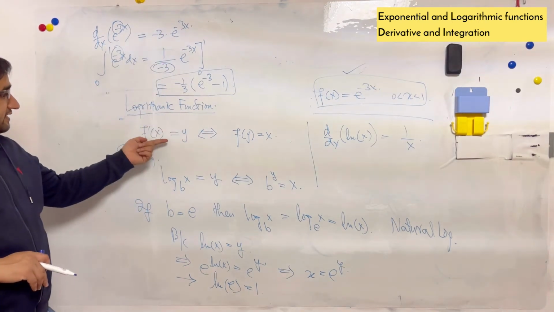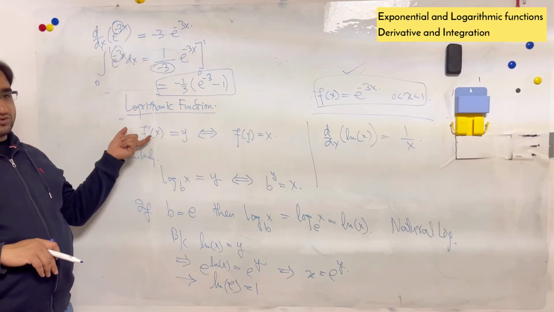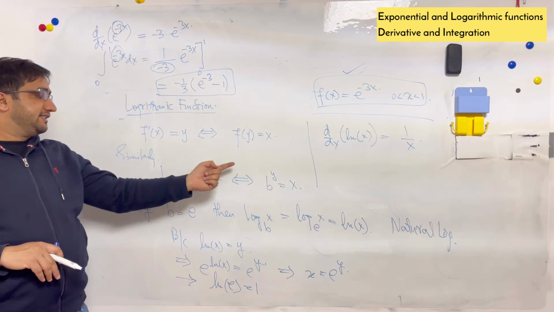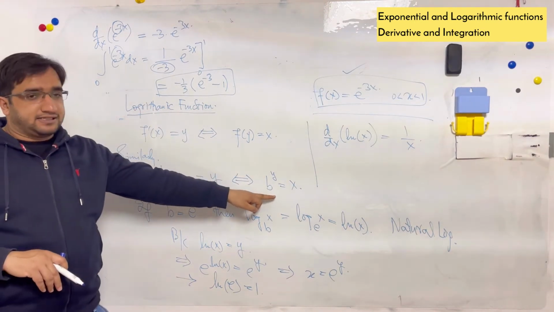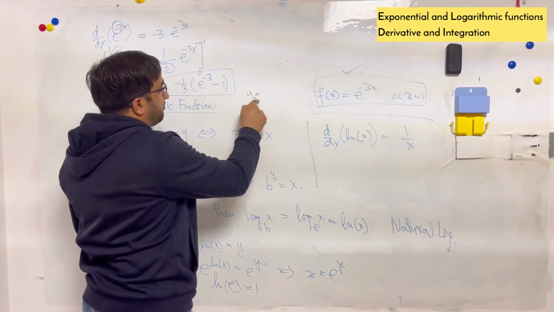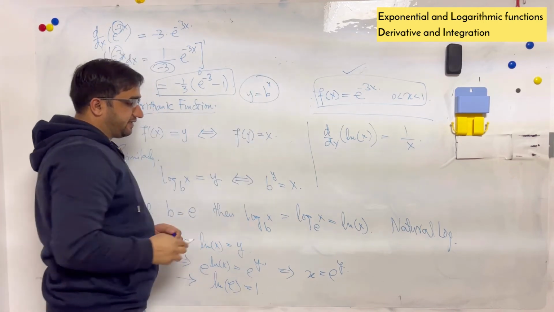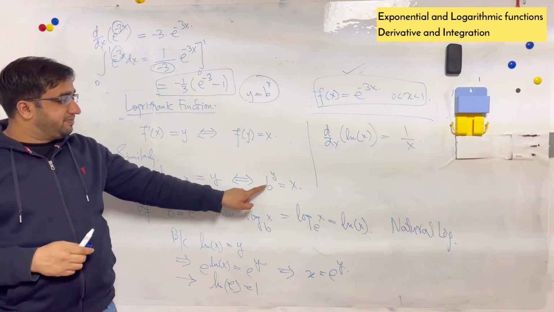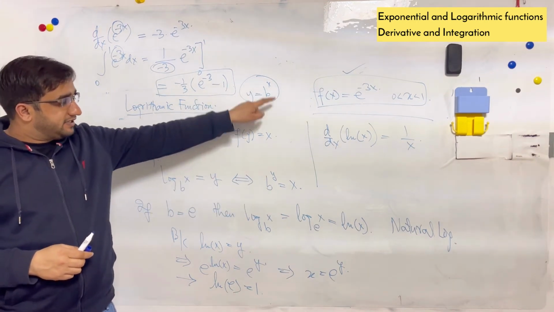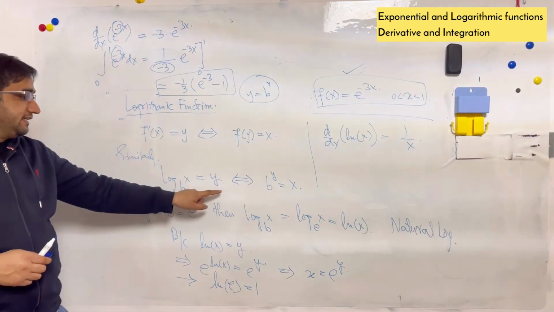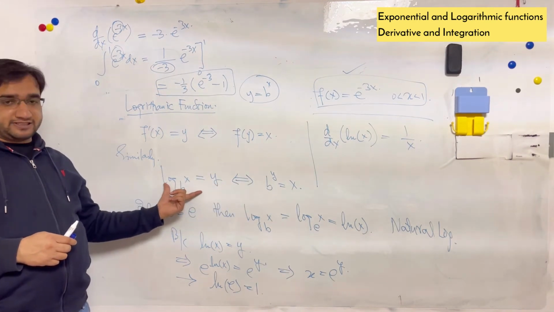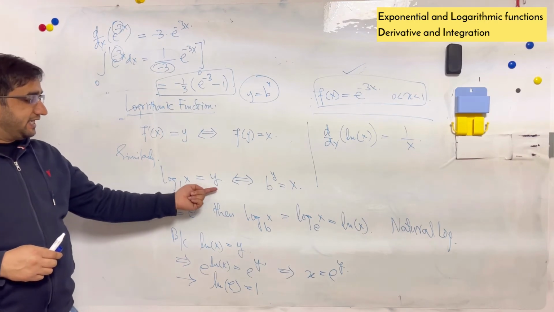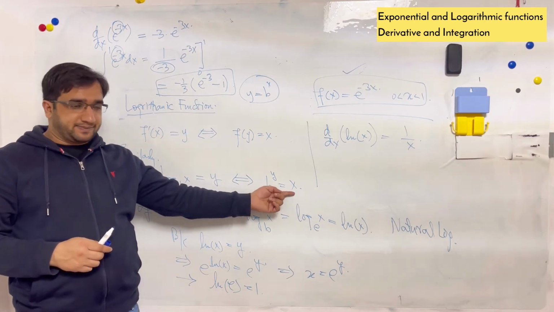Then the logarithmic function. For example, if we write y equals f inverse of x, then we can write it as f of y equal to x. Similarly, in the reverse case, we said y equals b raised to the power x is an exponential function. But instead, if we write b raised to the power y is equal to x, then this appears as the logarithmic definition: log x to the base b is equal to y.